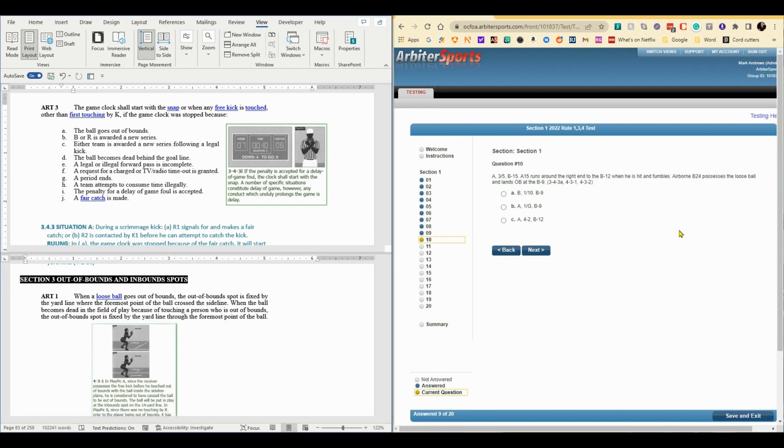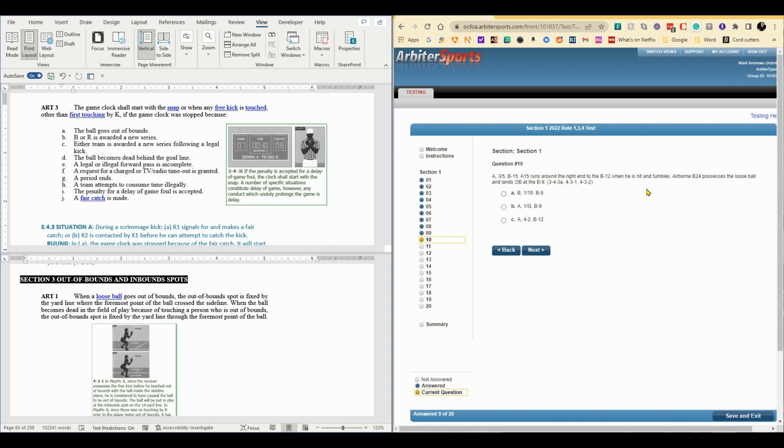All right, question number 10. A 3rd and 5 at the B15, so they're going in 15 yards away from a score. A15 runs around the right end to the B12 where he's hit and fumbles. Airborne B24 possesses the loose ball and lands out of bounds at the B9.